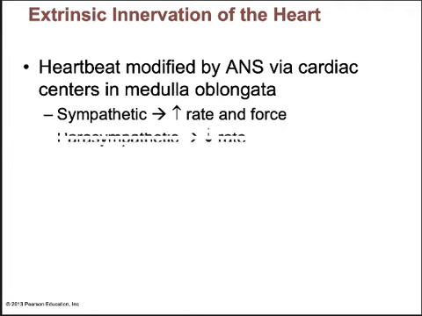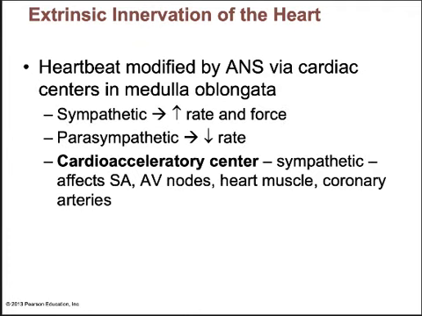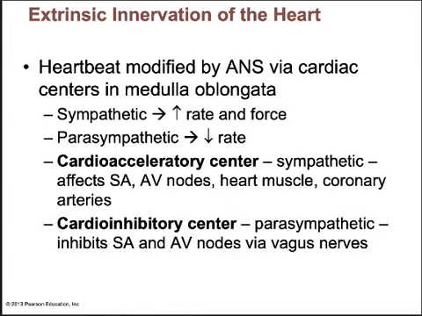The heart rate is modified by the autonomic nervous system, both divisions. Okay, the sympathetic effect is to increase the heart rate, and the parasympathetic effect is to decrease it. The cardioacceleratory center, which is part and parcel of the sympathetic effect on the heart, is going to innervate the SA and AV nodes as well as heart muscle and coronary arteries. So what's going to happen here is that under the influence of epinephrine, the SA node is going to track towards its intrinsic rate, which we know maxes at around 100.